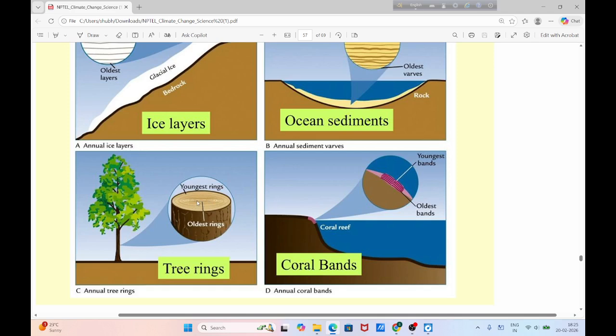So not all the tree rings will be equally spaced. The spacing will not be equal. Let's say some year, one year was very warm, then the growth will also be higher. One year was cold, then the growth will be lower. From there, we can get the information on how that particular year was. Was it warm or cool?